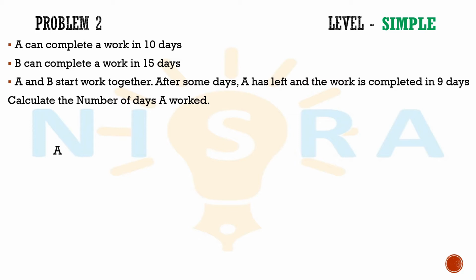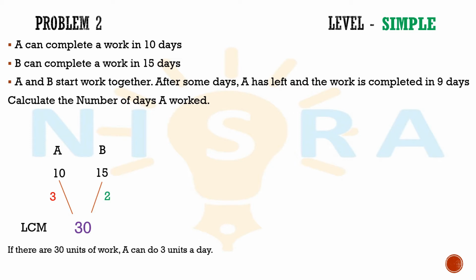So here we know A can complete a work in 10 days. B can complete a work in 15 days. So the LCM of the two will be 30. So now divide 30 by 10, which will give you 3. Divide 30 by 15, which will give you 2. So this means if there are 30 units of work, A can do 3 units a day and B can do 2 units a day.